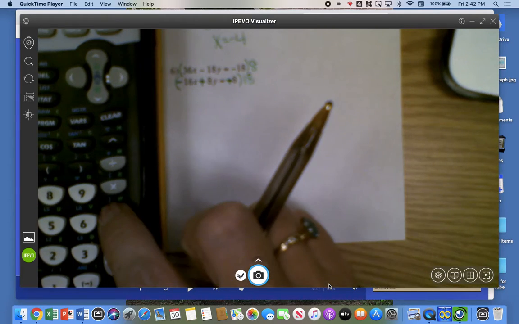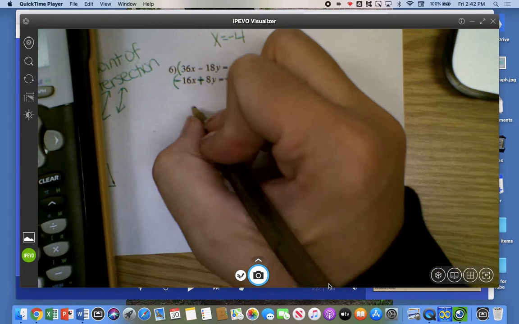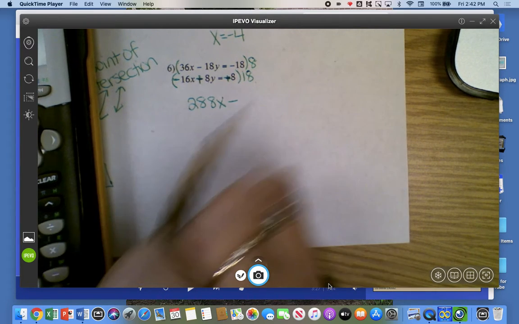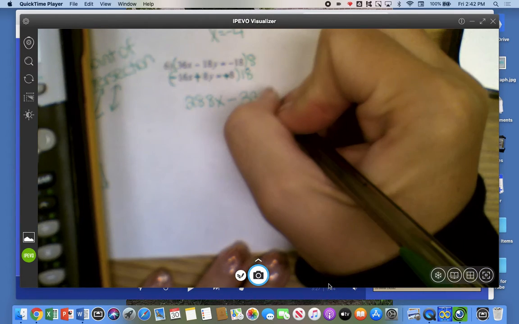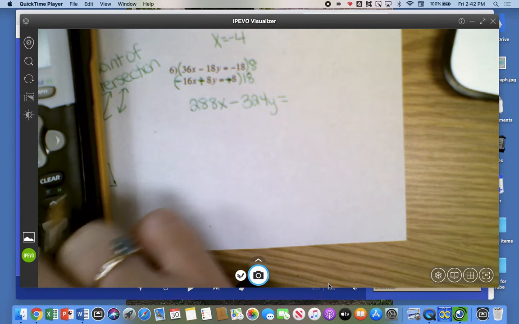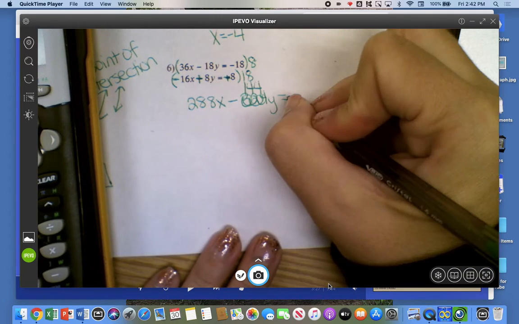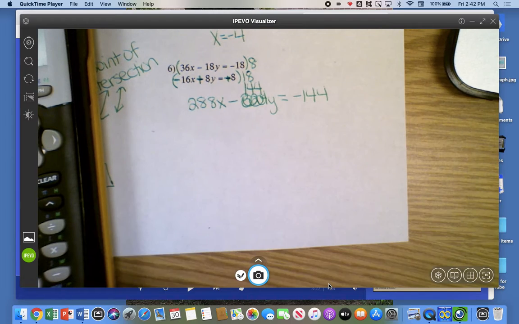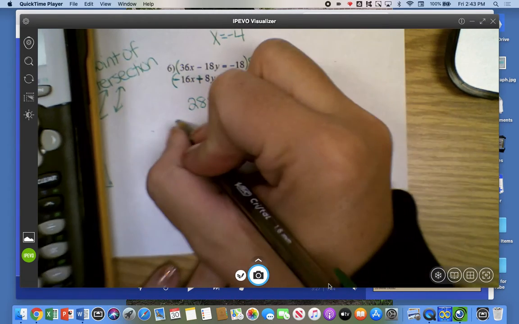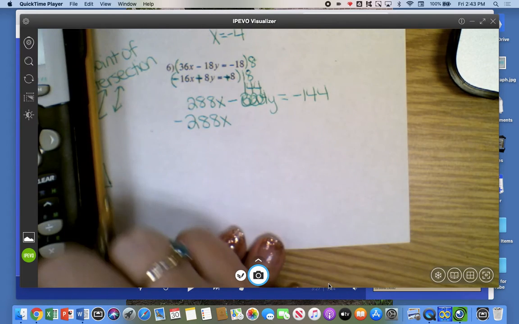All right, so let's see. I got 36 times 8, which gives me 288x. 18 times 18 is 324y. Oh, 18 times 8. Sorry, I made a mistake there. 144. And then 18 times 8 is negative 144 there. Then I got negative 16 times 18. Then I have 18 times 8 again.